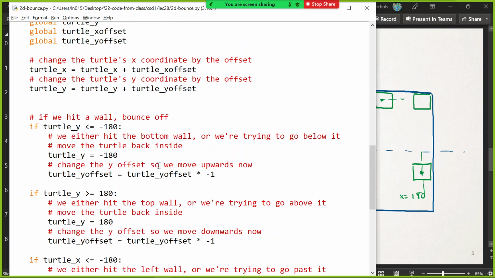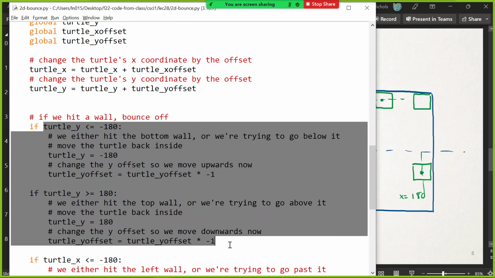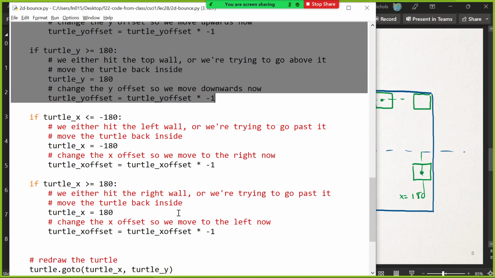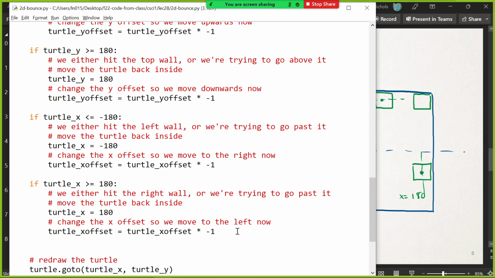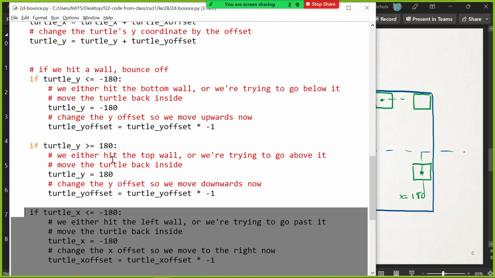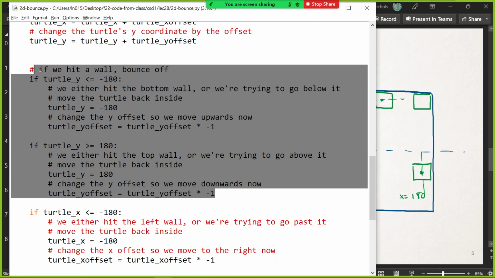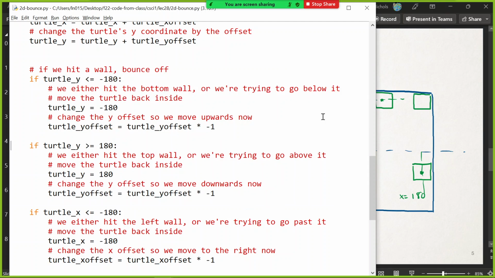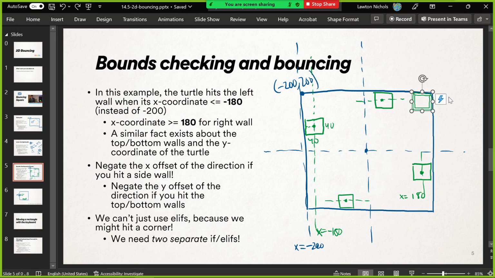Technically, I guess you can chain together left or right wall, and top and bottom wall, because it won't ever hit both the left and the right wall, or the top and the bottom wall at the same time. But these two chunks, left/right and top/bottom, need to be separate because you might hit both of those at the same time. The top and the right, the top and the left, the left and the bottom, the right and the bottom. Okay, that's the idea. And so this is working.